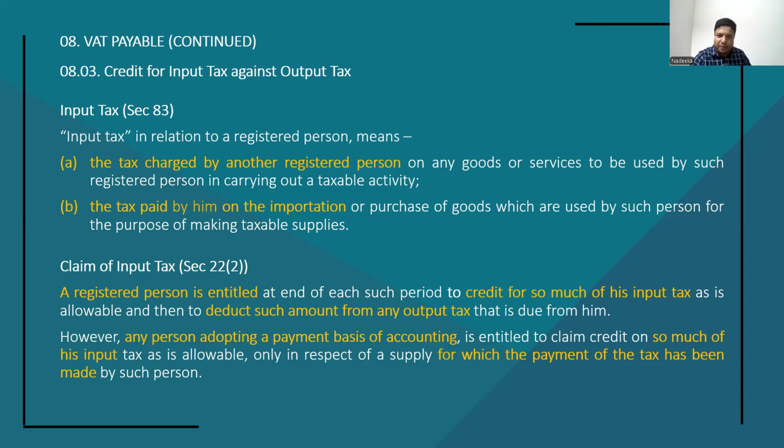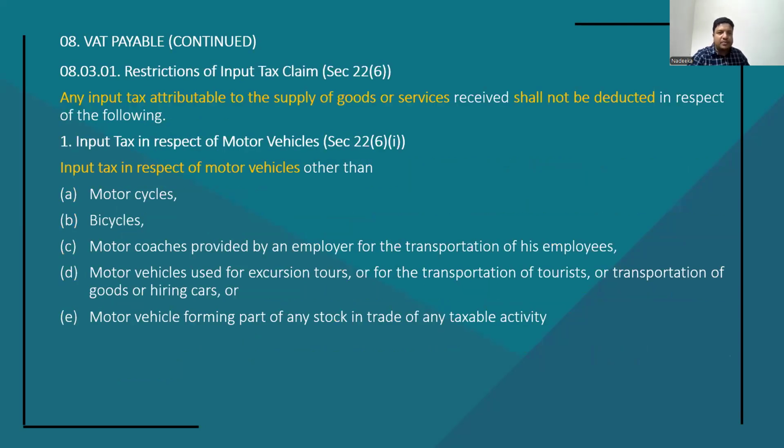Otherwise, whether you pay your input tax or not, you are entitled to deduct it from your output VAT. A registered person is entitled at the end of each such period to credit for so much of its input tax as is allowable, and then to deduct such amount from any output tax that is due from him. However, any person adopting a payment basis of accounting is entitled to claim credit on so much of his input tax as is allowable only in respect of a supply for which the payment of tax has been made by such person. Right.